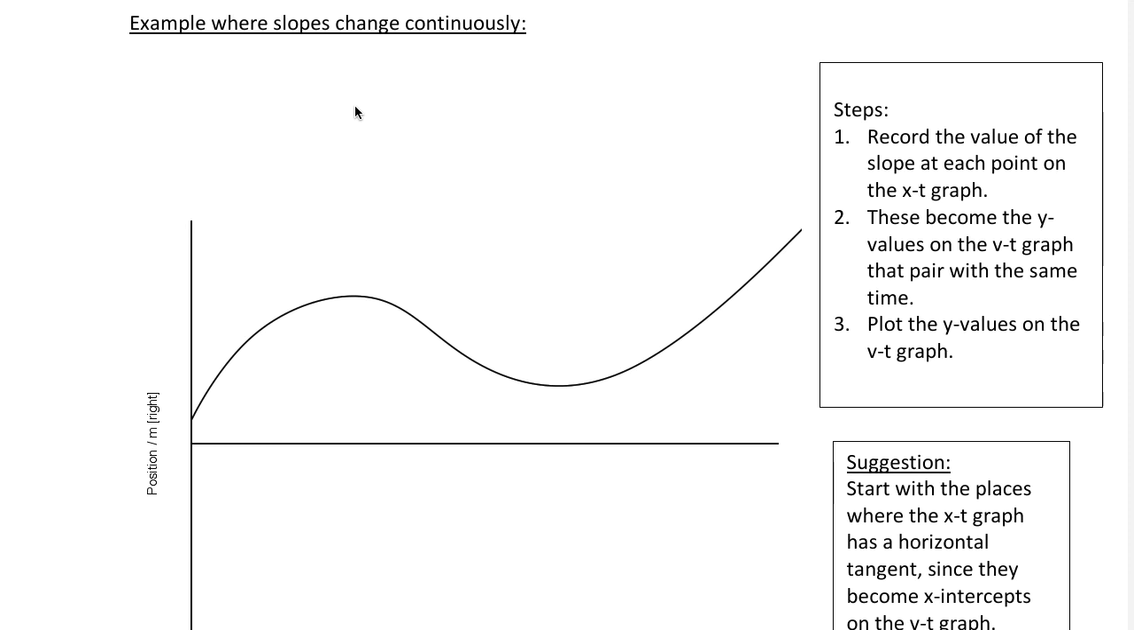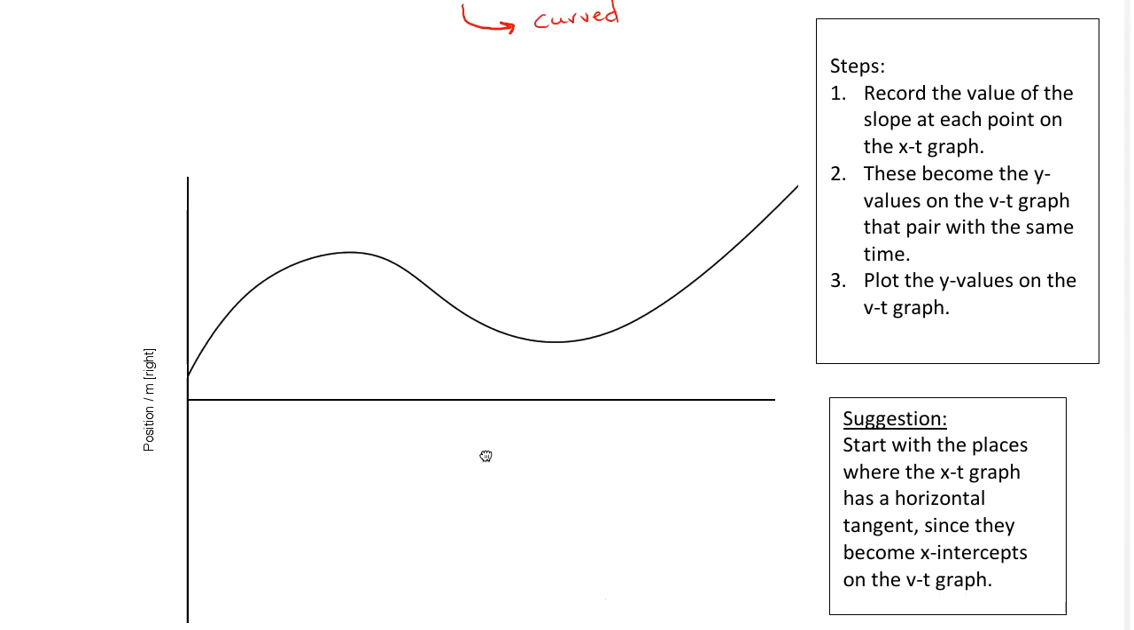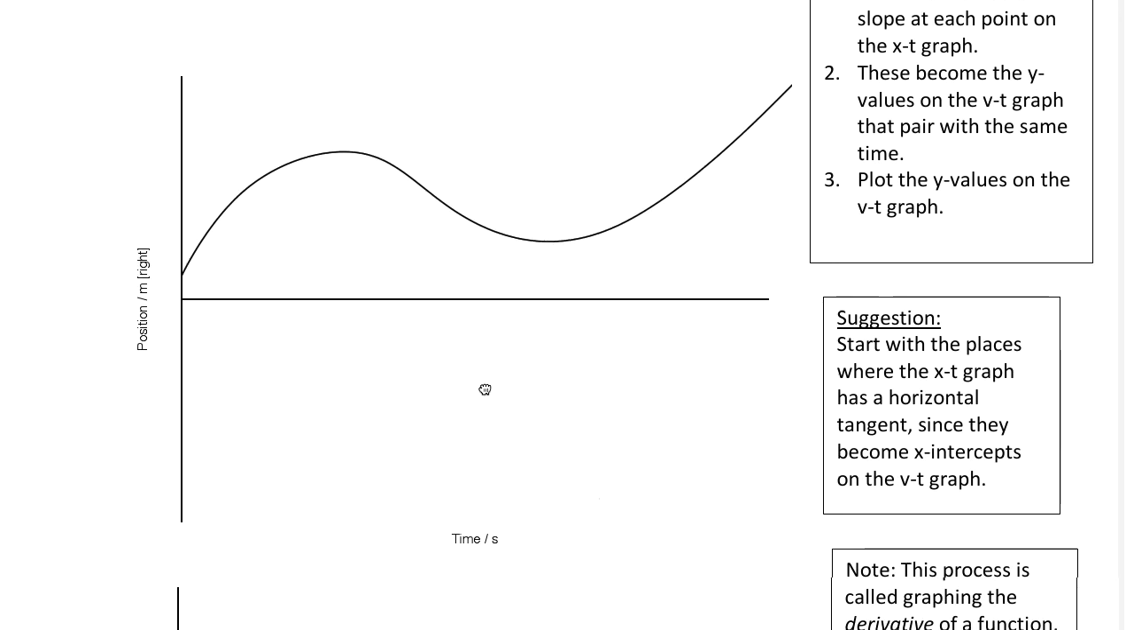Okay, now let's look at an example where the slope changes continuously on the position time graph. In other words, where the position time graph is curved. And this is more difficult, and the best we're going to be able to do under these circumstances is just kind of estimate. But here is an example of a position time graph like that.